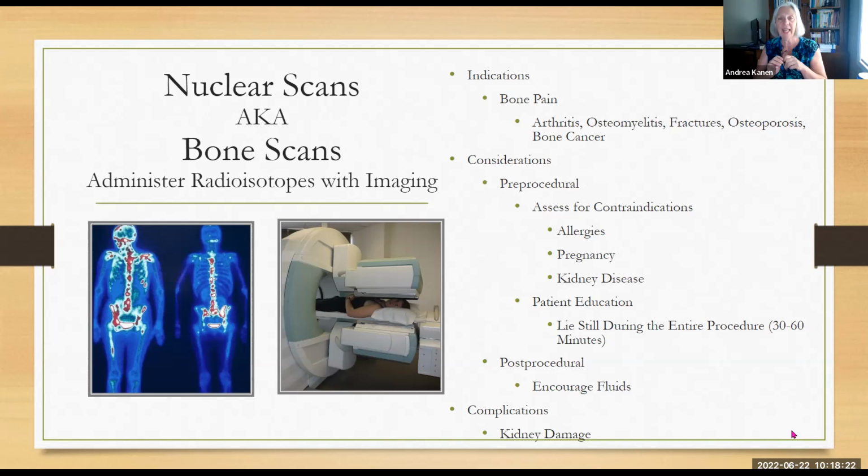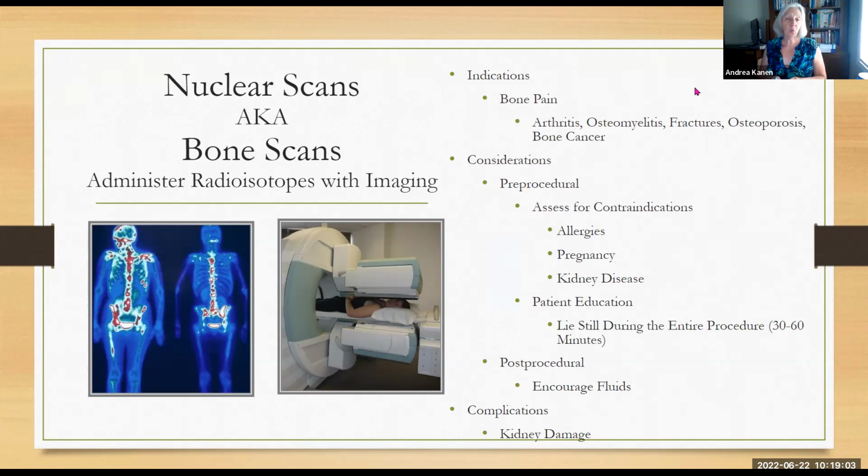And again, always remember that when we are injecting something into the body, whatever it may be, what goes in has to come out. And most of the time, it is going to be the kidneys responsible for excreting that. And if you have someone that doesn't have really good kidney function, then whatever you're putting in there may not be able to be excreted, and that can create some toxicities. So again, those are things you're going to assess for before this patient goes down.